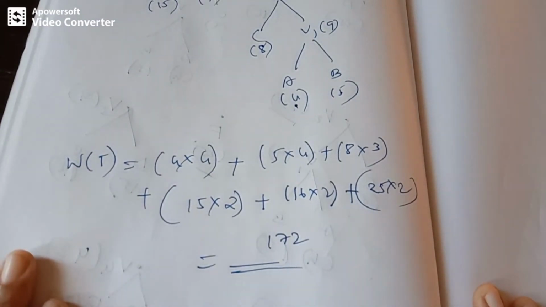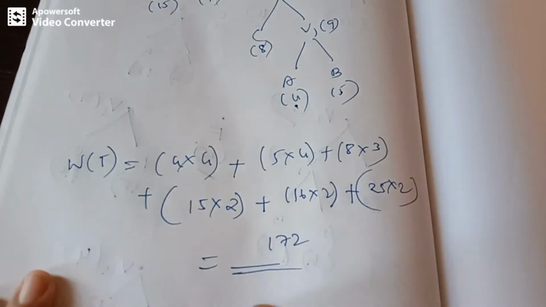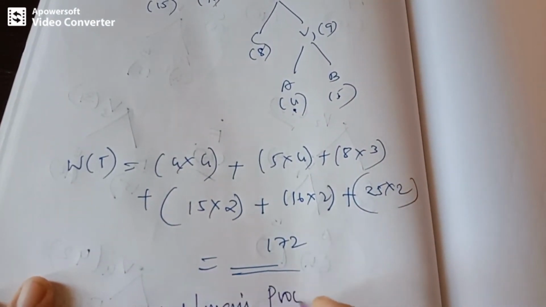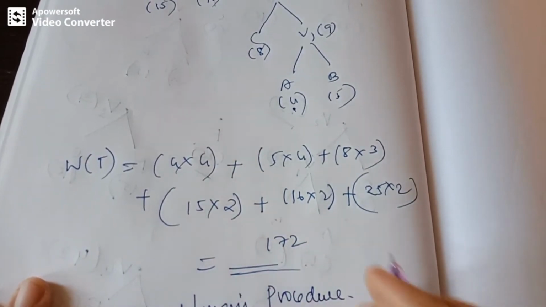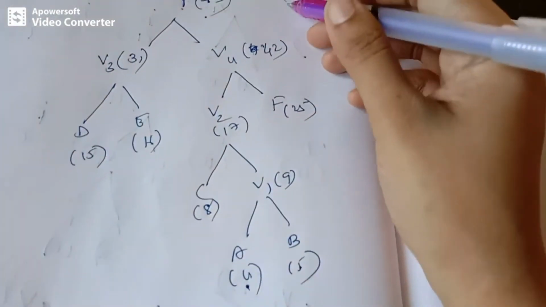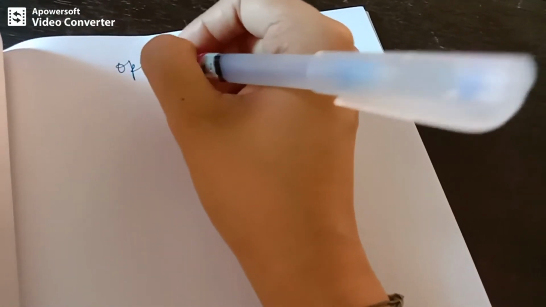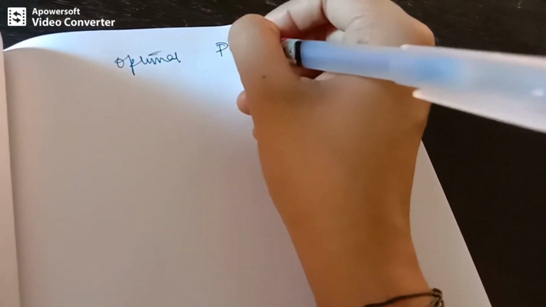The procedure that we used to construct this optimal tree is called Huffman's procedure. Okay, it's called Huffman's procedure, and such a tree obtained is called a Huffman's tree. So next we'll move on to optimal prefix code.